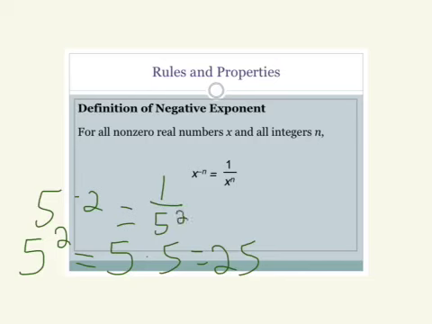So 5 to the negative second power would be the same as 1 over 5 to the second power, which we all know 5 to the second power is 25. So we'd have 1 over 25. Let's apply this rule to a variable example, such as x to the negative sixth power. If we apply the definition of a negative exponent, that would be the same as 1 over x to the sixth power.